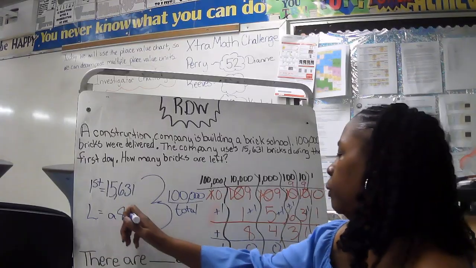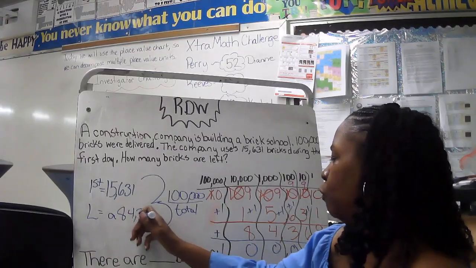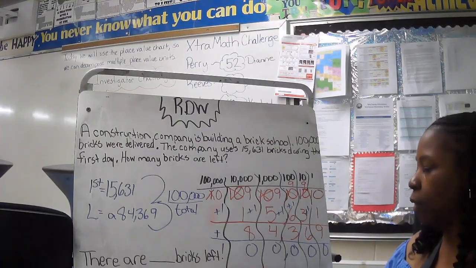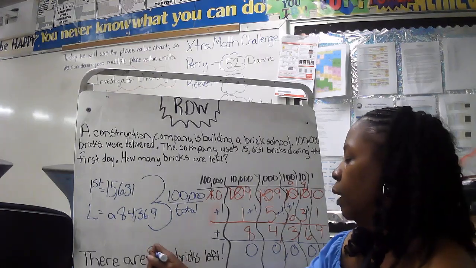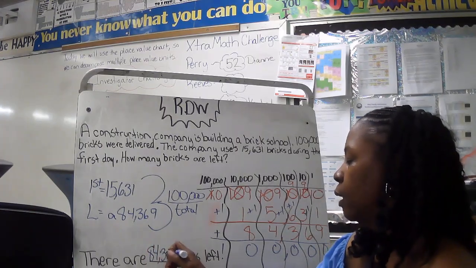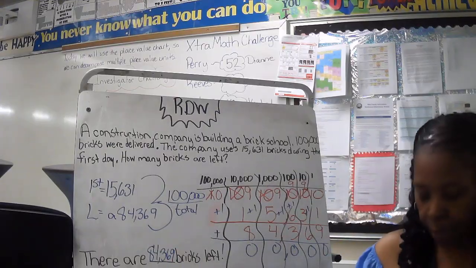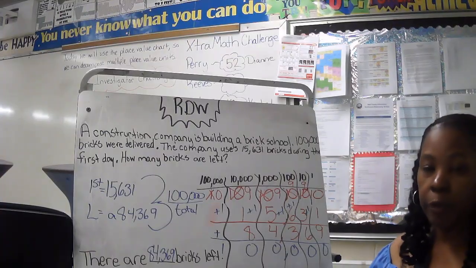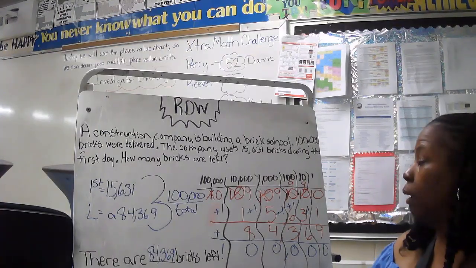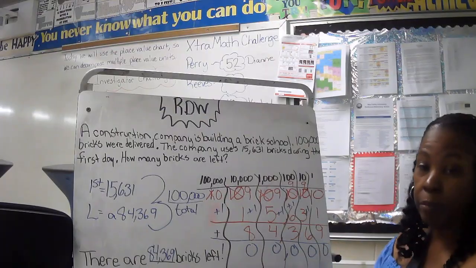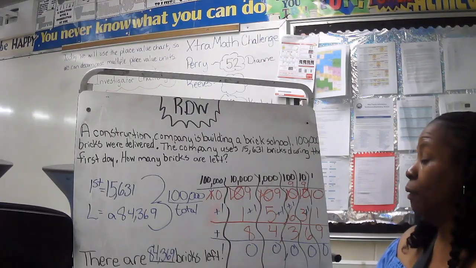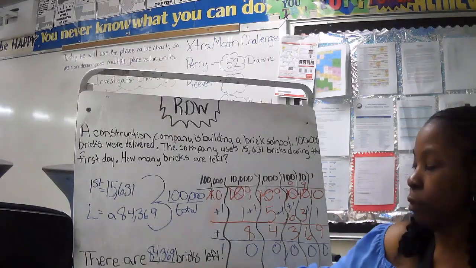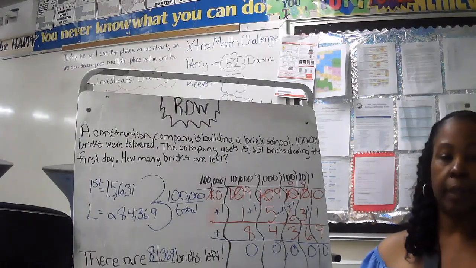Make sure you leave your variable. Do not erase it because I need to identify that you know what you're looking for. And we're done. And it says there are how many bricks left? There are 84,369 bricks left. Okay? So, especially on homework 9 and 10, I want to see that you read it, that you labeled it, and if it's subtraction, by chance, not all of them are. And then you're going to find your answer, and you're going to write your constructive response. Okay? Good luck. See you tomorrow.